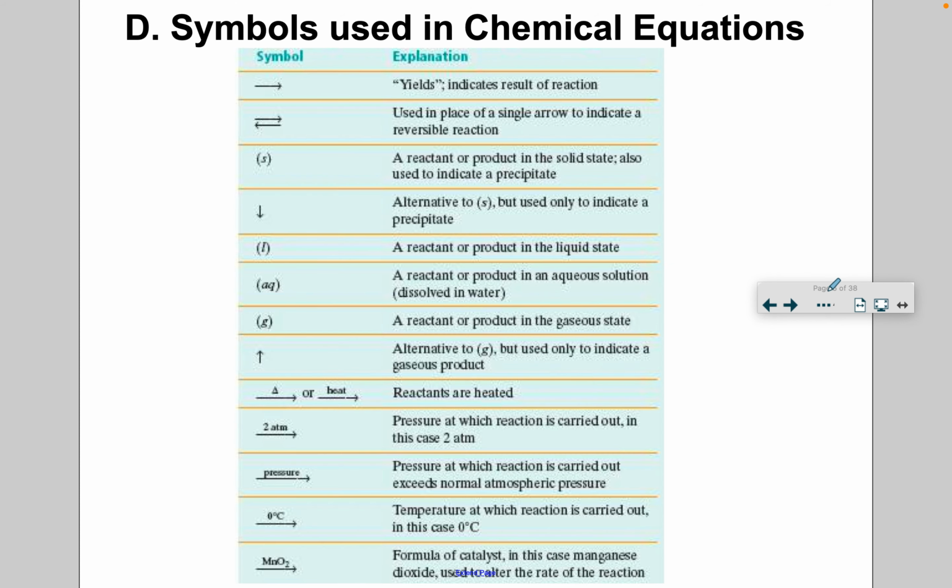So some other symbols that are used in chemical equations, you'll see solids, liquids, aqueous, gas. Okay, you'll see the arrow for yields or produces. You might see an arrow with something on top, which means that either you heated it up, or the delta triangle to show change in temperature. Sometimes you'll see a catalyst that was added to kind of get the reaction going. Okay.